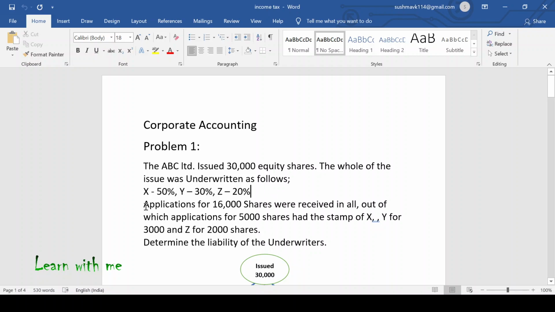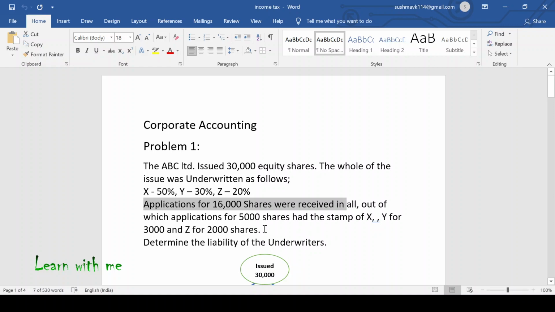Now, further, it tells that applications for 16,000 shares were received. So the total applications received was 16,000. Out of this 16,000, they are saying that applications for 5,000 shares bear the stamp of X, Y for 3,000 and Z for 2,000 shares. So determine the liability of the underwriters.